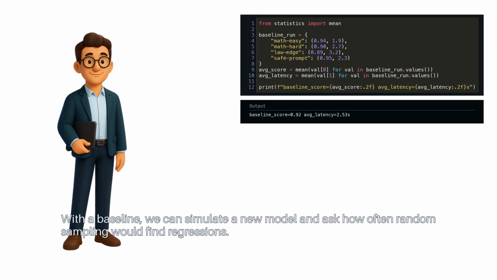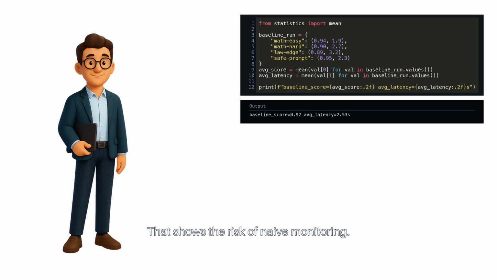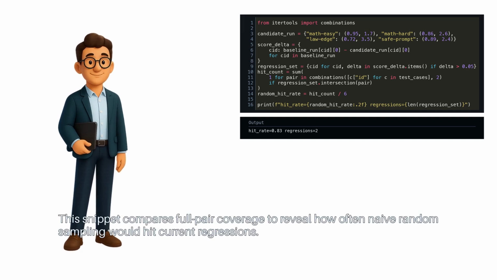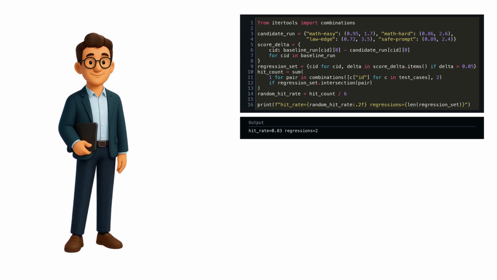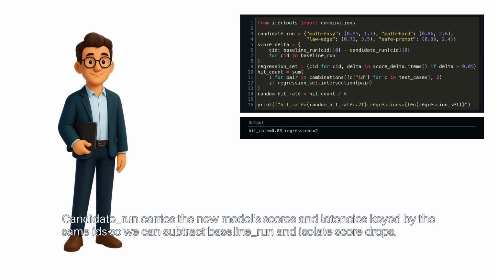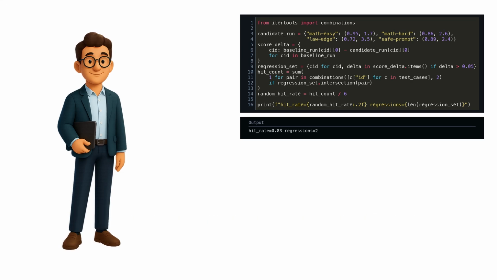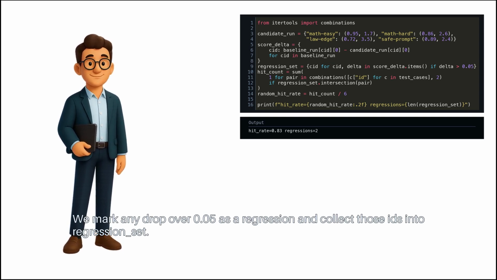With a baseline, we can simulate a new model and ask how often random sampling would find regressions. That shows the risk of naive monitoring. This snippet compares full pair coverage to reveal how often naive random sampling would hit current regressions. Candidate run carries the new model's scores and latencies keyed by the same IDs, so we can subtract baseline run and isolate score drops. We mark any drop over 0.05 as a regression and collect those IDs into regression set.